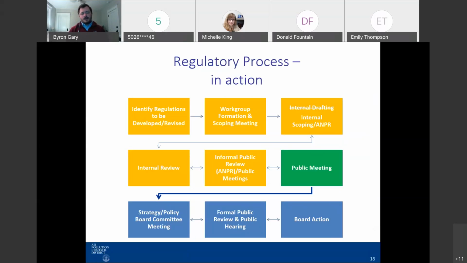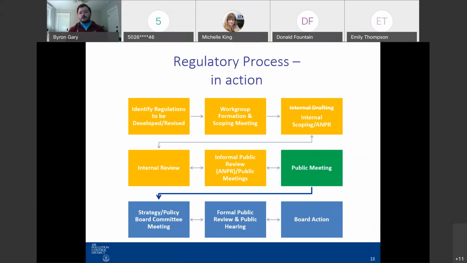After internal review, we released that ANPR earlier this year, and we had a couple of public meetings, which many folks on this call were able to attend. And then right now, this meeting that we are having at this moment is a new step that we haven't traditionally taken. We're having an additional public meeting after having released actual draft amendments to the rule before bringing it to the strategy or policy board committee, strategy committee in this case, next week. We thought it behooved us to have an additional opportunity for the public to ask any questions now that we have actually put forward draft amendments, and that's the purpose of the public meeting.